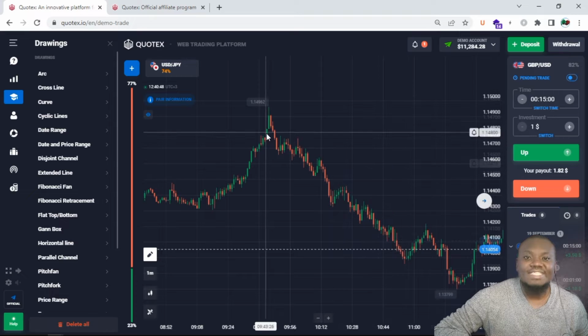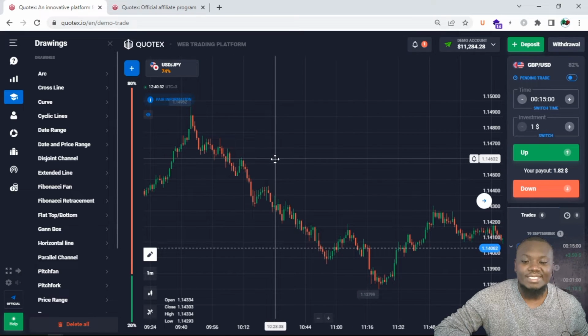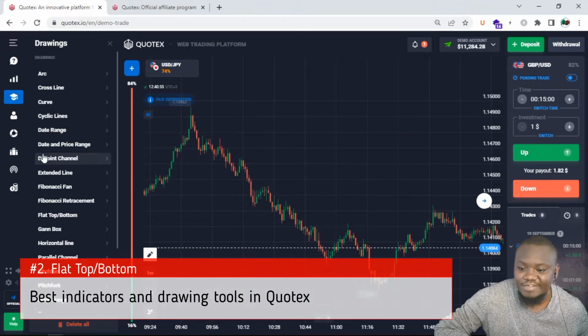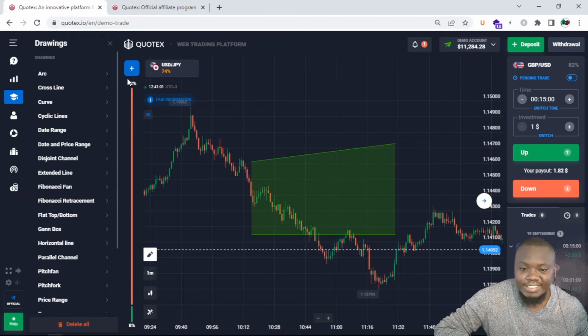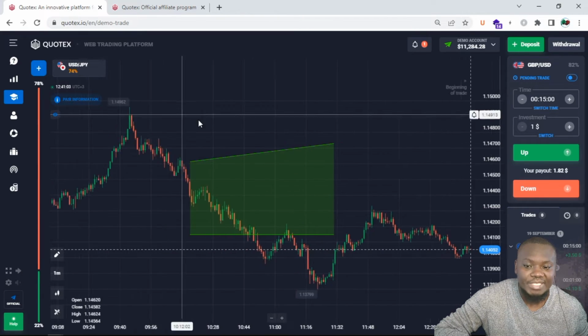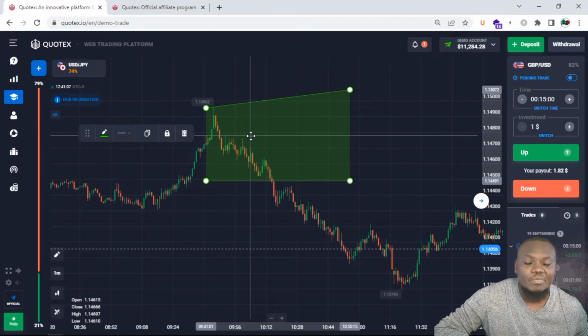Okay, and the second tool that I want us to talk about that looks just the same as the parallel channel but works differently is the flat top bottom. Again, if you want to set it up, go ahead and click on the drawing tool button and find it here. When you click on it once, it will be added onto your chart and you can use it to form different patterns on your chart.